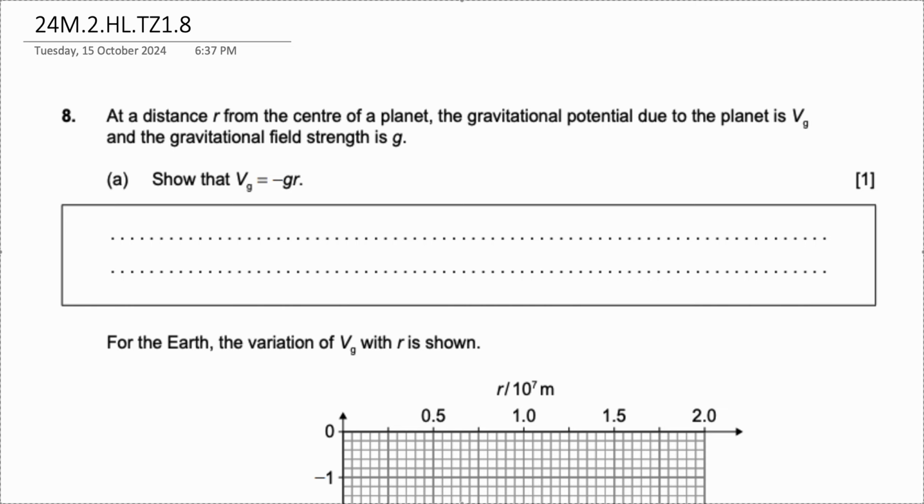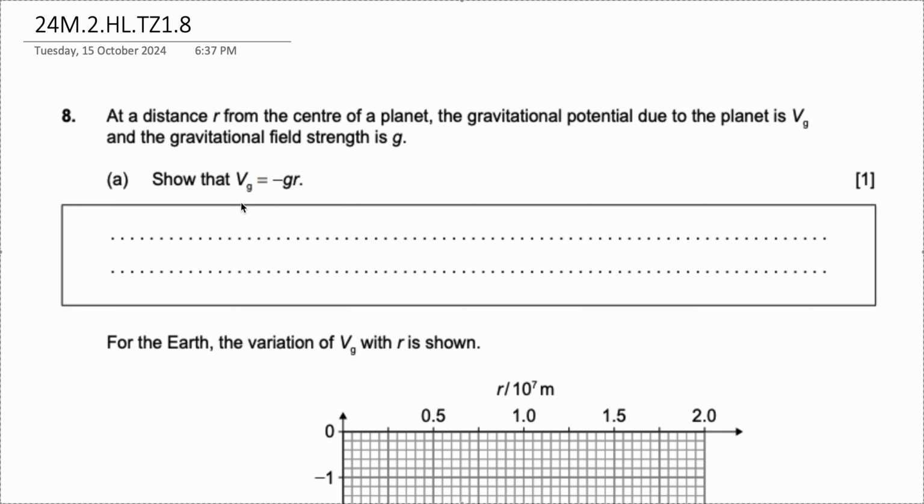Today we're going to be solving a problem from the IB Physics HL May 2024 examinations. This is a paper 2 problem. Let's get started. At a distance r from the center of a planet, the gravitational potential due to the planet is Vg and the gravitational field strength is g. Show that Vg is equal to negative g r.